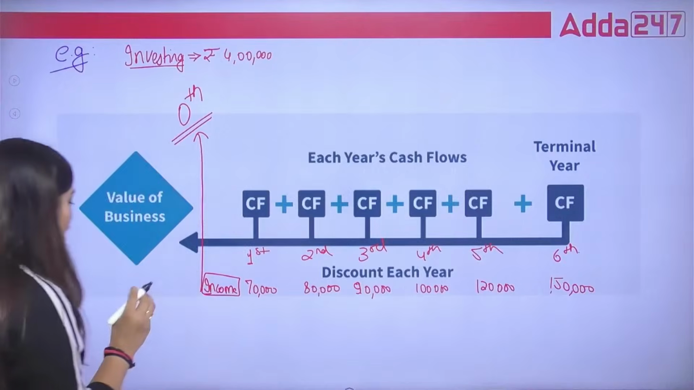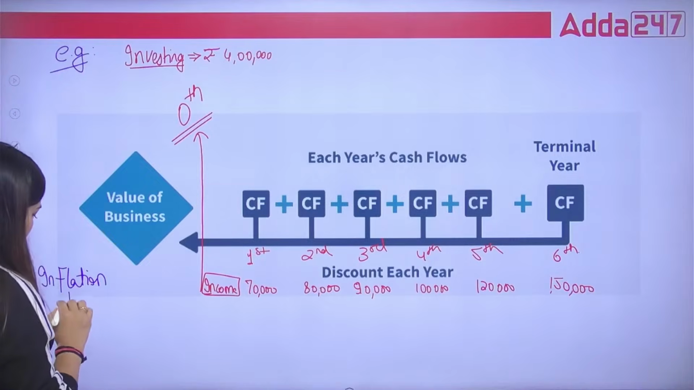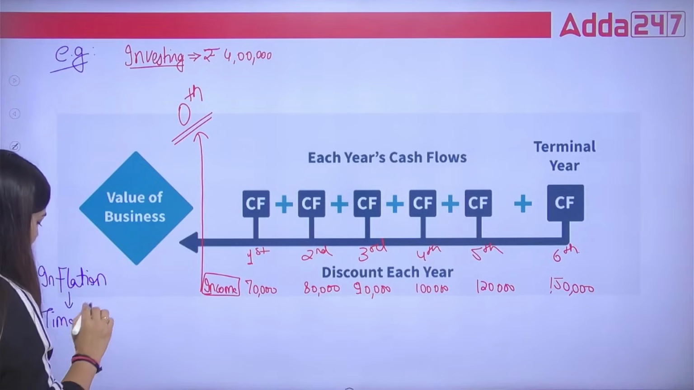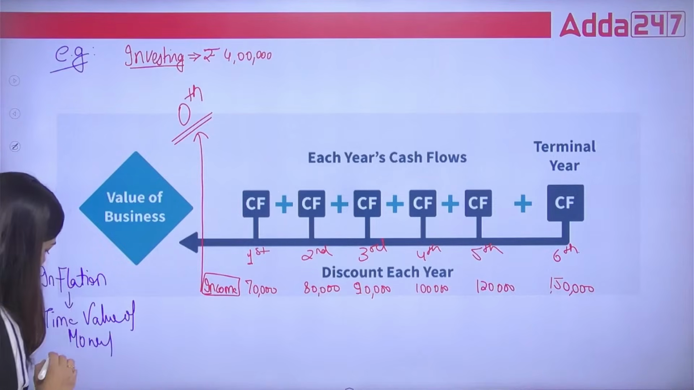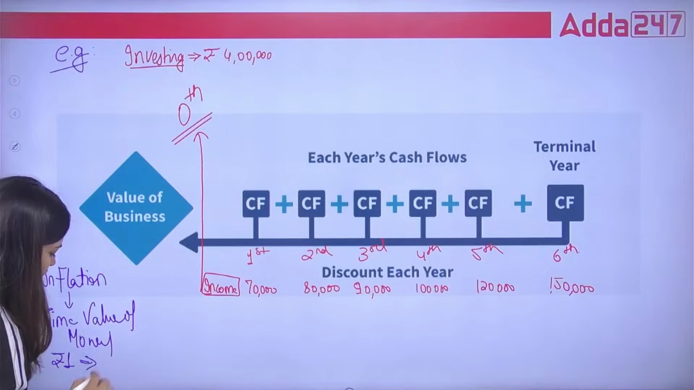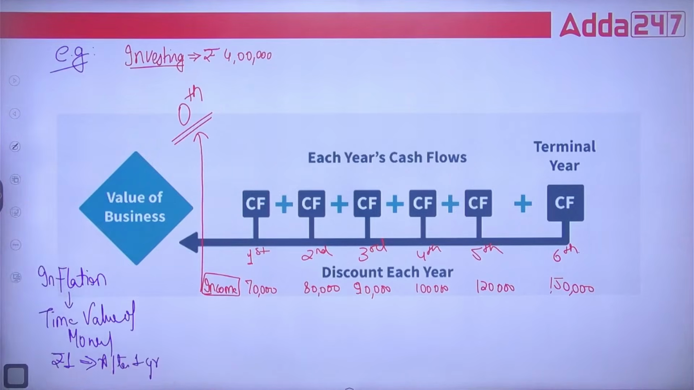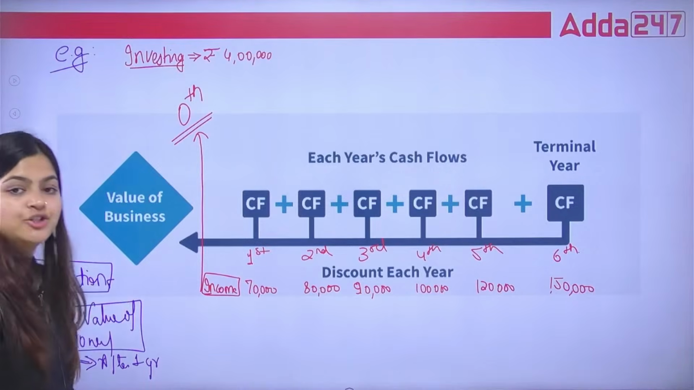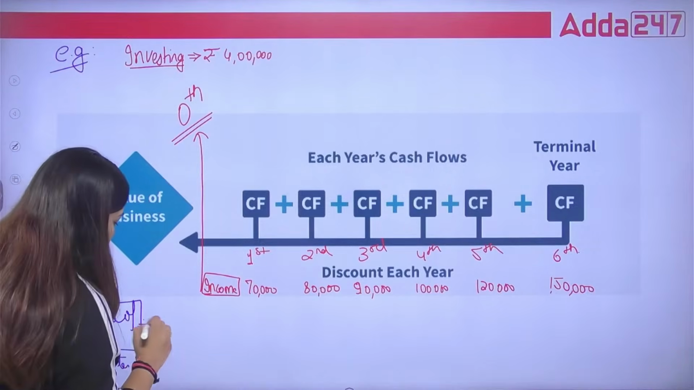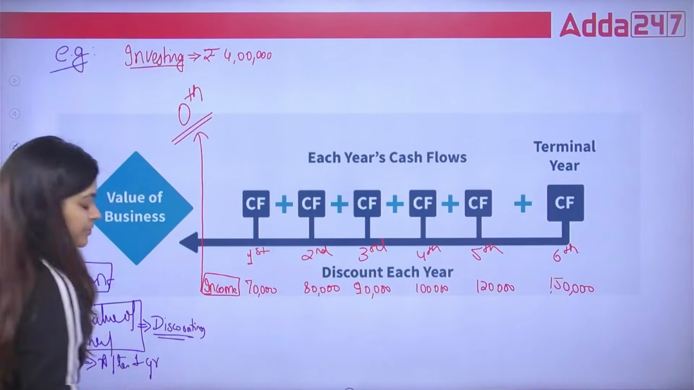Correct? And for that inflation adjustment, I am going to use the time value of money. Means whatever money you are receiving today is not going to be equal after 1 year or tomorrow also. Okay? So here we are going to use this time value of money to adjust this inflation. And for this adjustment, we use discounting. Correct?